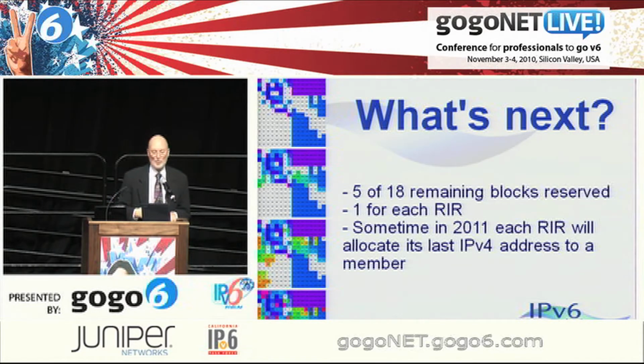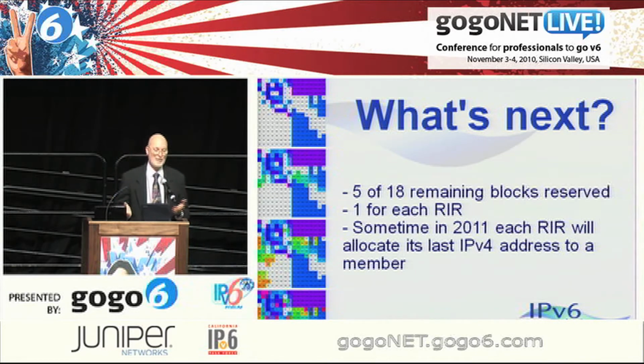What's next? We've heard this story before. When we get down to the last 5, each of the RIRs is going to receive their last address block allocation. This is extremely important for the region that I come from, because I'm from the APNIC region, and we believe that APNIC is going to be the first RIR to completely exhaust all of its address space.